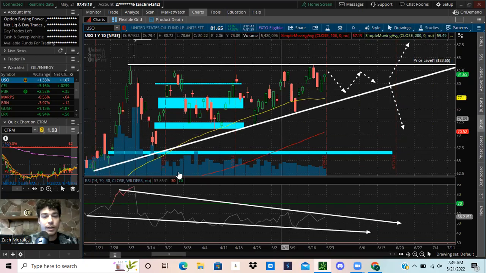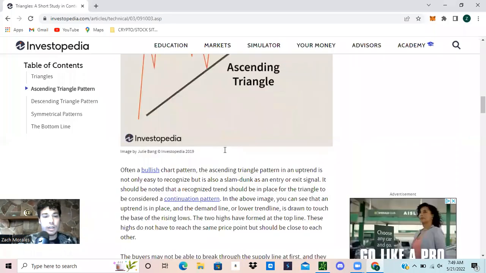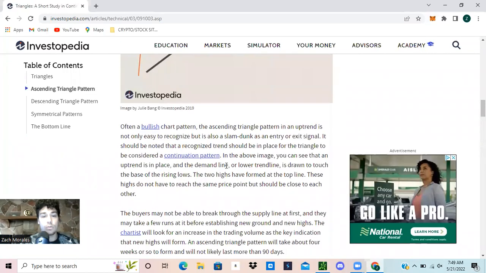We have our line here and we have our line here. Now, it's often a bullish chart, and is not only easy to recognize, but is also a slam dunk as an entry or an exit signal. This is what Investopedia is saying. So that's what we're doing. We have the pattern now, and we're just going to look to see how the pattern plays out.